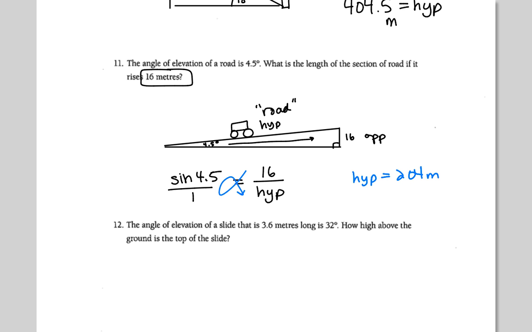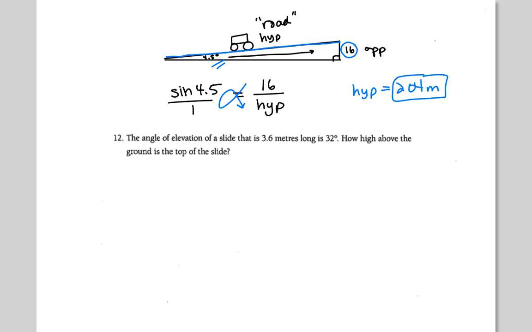Now I hope that makes sense. If you think about 4.5 degrees, it's a very tiny angle. So you have to travel 204 meters on this road before you have eventually risen 16 meters. Because it's such a small angle. When you're driving, you probably wouldn't even notice that that's happening.